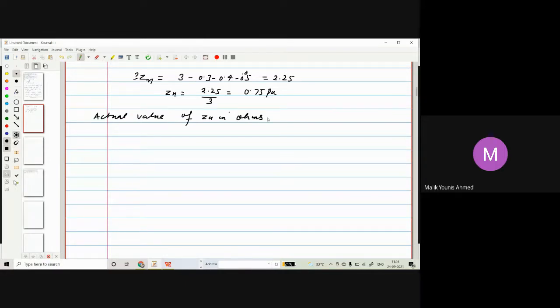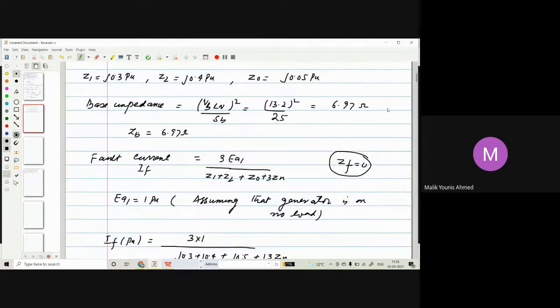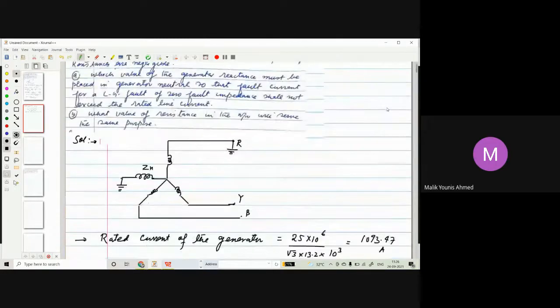Ohms base value we have already. Base value we have to multiply this, 5 into 6.97. We have got that previously. Ohms. So it will be 5.23. So the first part of the question is over.